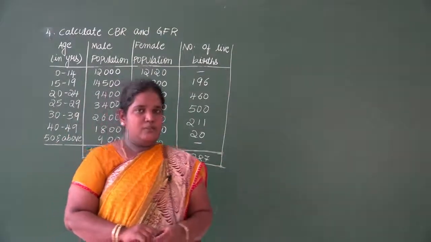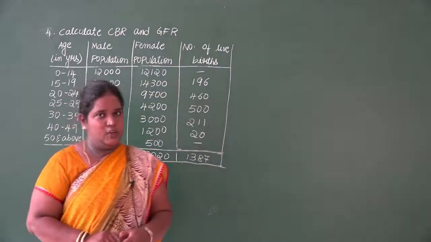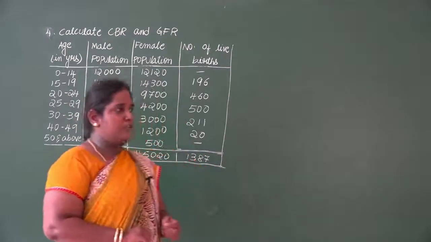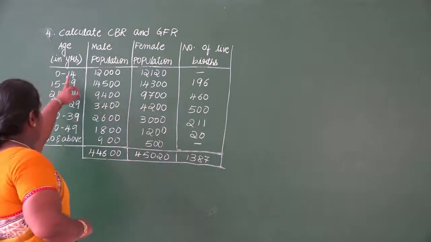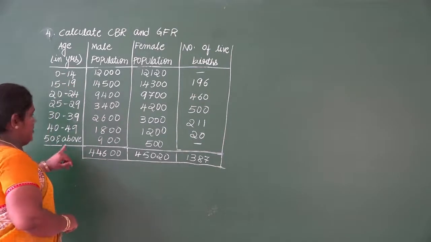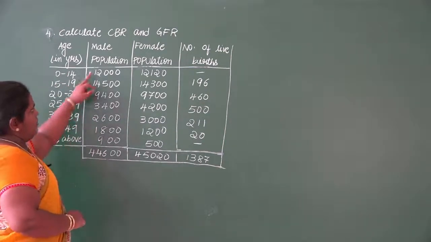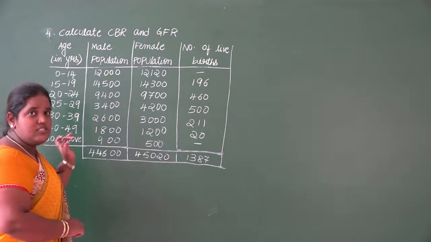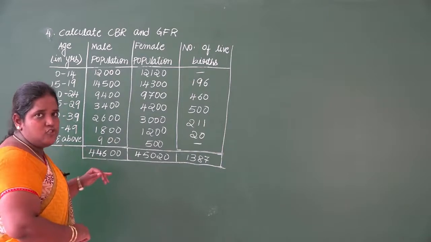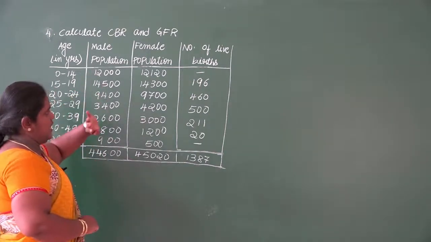So next we'll do the next problem, calculate CBR and GFR. Again I have included both methods, the crude birth rate and the general fertility rate. So here I have given the age group from 0 to 50 and above. To calculate CBR, we have to add the male population completely and the female population. Since we don't take any age group, we'll be calculating it for the complete age group. So add from the starting till the end.